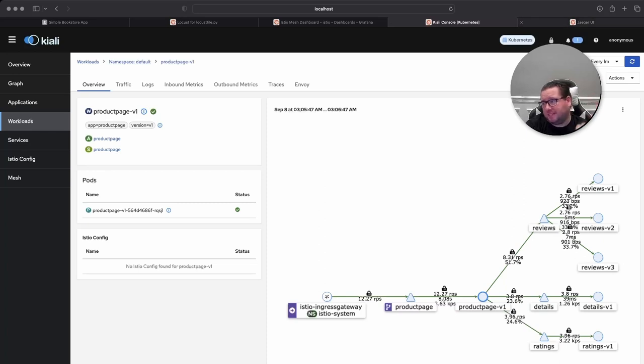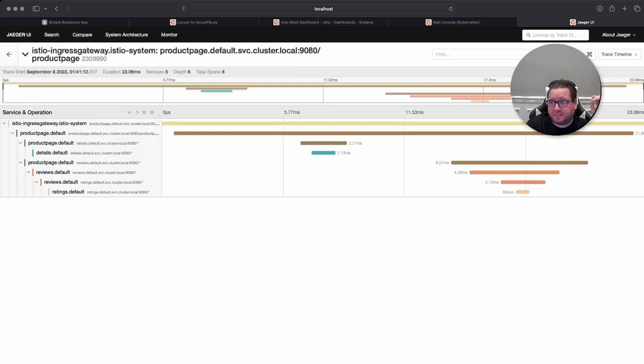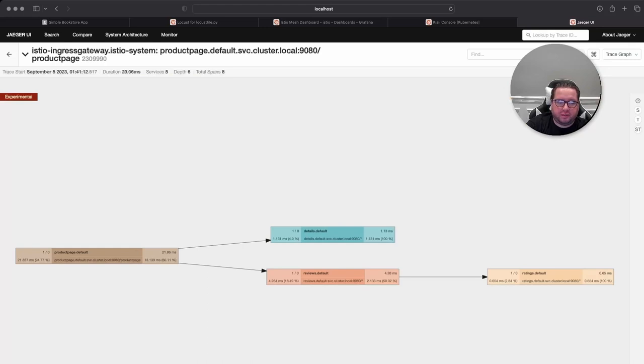But this still does not tell the whole picture, because when we start to look into Jaeger and look at some of the traces that are happening, we start to see that there are nested dependencies within this call graph. So the Istio ingress calls the product page. Product page makes some calls to the details API, and that details API goes back into the product page. And then in parallel, the product page is making calls to reviews, and then reviews is making calls to ratings. This is also evident when we look at the trace graph over here, where we can see that product page is making calls to details, and then product page is making calls to reviews, and then going to ratings.